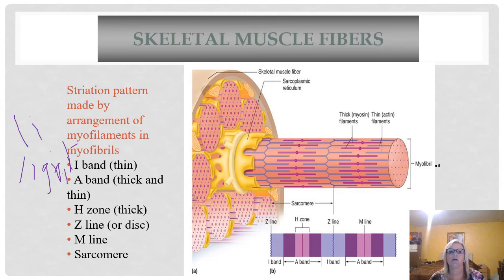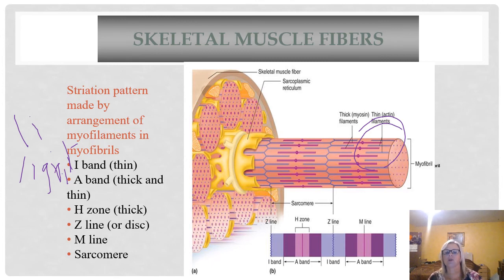Our Z lines hold the actin filaments in place, and those are connected with something called connectin. Sometimes it's called titin. A bands are the dark bands. Okay, A bands are dark bands, and they're made of thick myosin filaments, and those overlap with the actin filaments. You can see up here how those are overlapping. We have proteins that help hold the thick filaments in place, and we call that the M line. The central region in there is called the H zone.